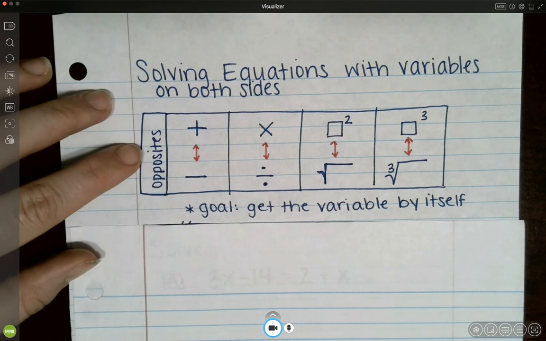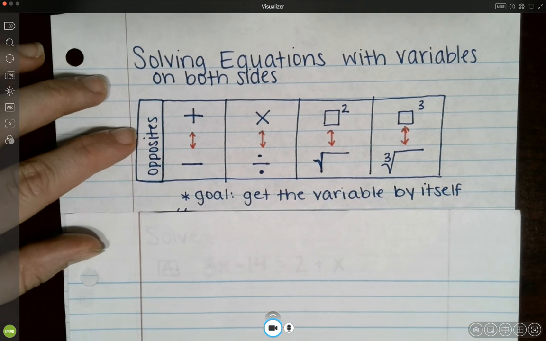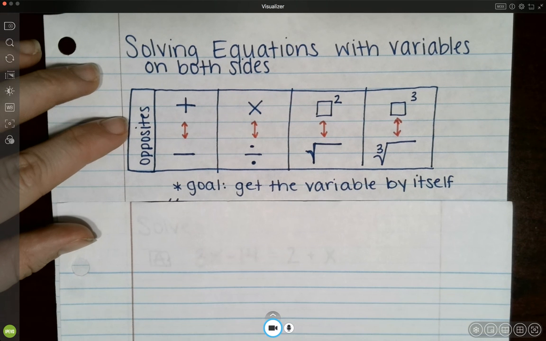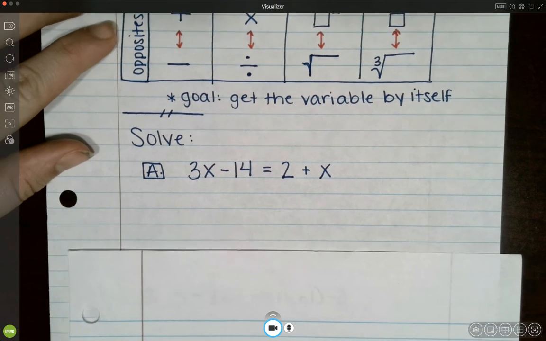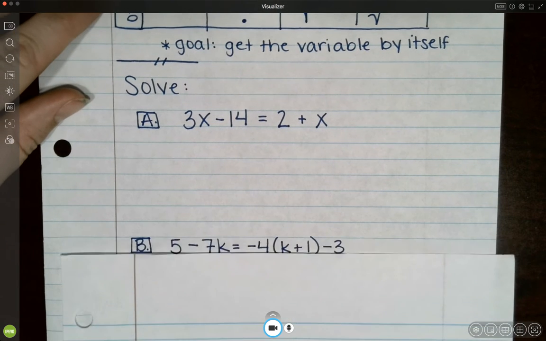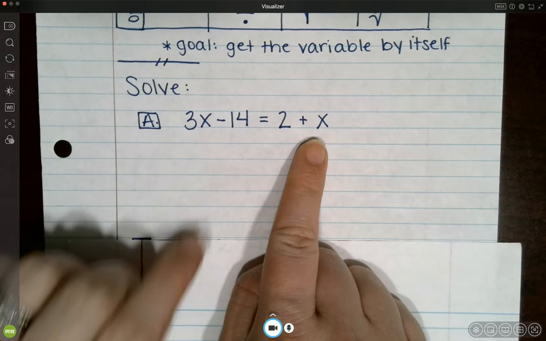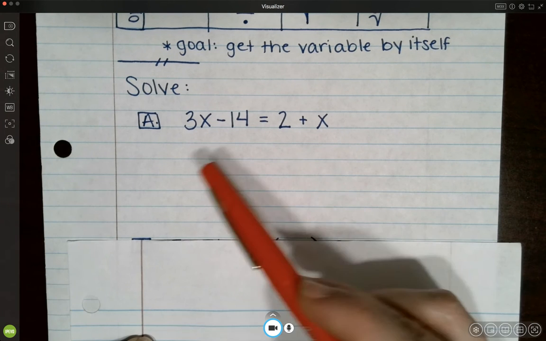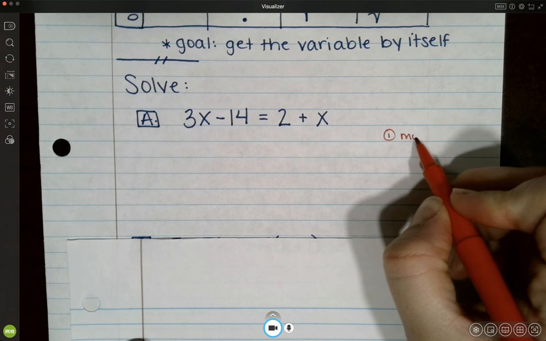Okay, again, these opposites are important because our goal is to get the variable by itself. So we're going to be canceling numbers to get them to the other side in order to get that variable by itself. All right, so we're going to take a look at this first example. Notice that I have a variable on both sides. Okay, now typically what I like to do is I like to move my variables first.